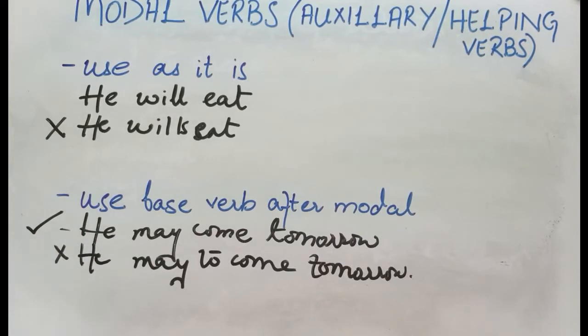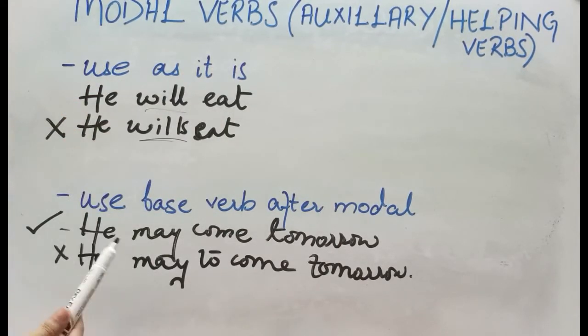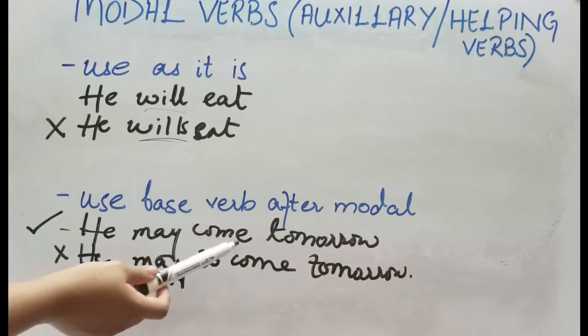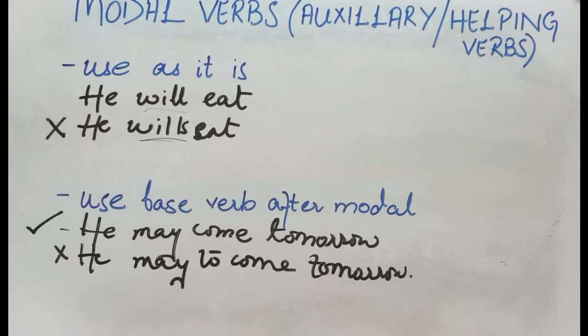So you have learned two rules: first of all, use as it is, and the second rule is that the modal is always followed by the base verb, and nothing comes in between. That means he may come tomorrow, or he might eat whenever he wants. So these are a few examples. Moving on to the third rule.